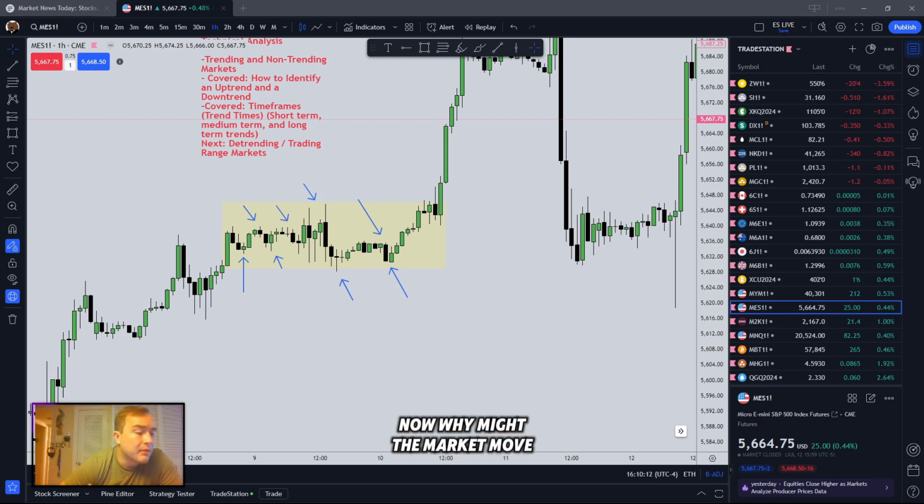Now, why might the market move sideways? Well, number one, you could be in the overnight session. Number two, you could be on a holiday, so it could be a holiday-shortened trading day, or you could be in the evening session. In most of the overnight session, guys, the S&P 500 futures don't tend to move that much, although they can. And then number three, the market could be waiting on some economic news to come out. The market might not be trending yet because, let's say, Jerome Powell is about to speak, or the inflation data is about to come out.